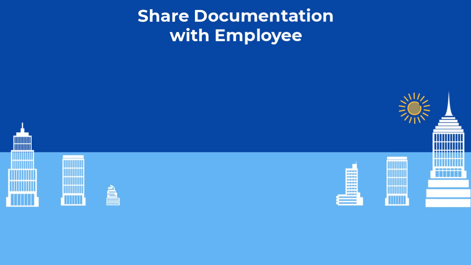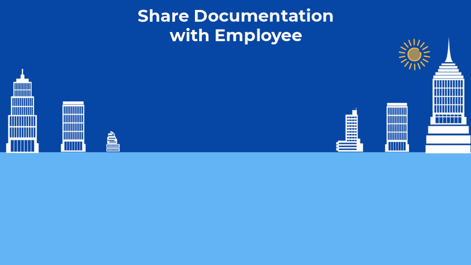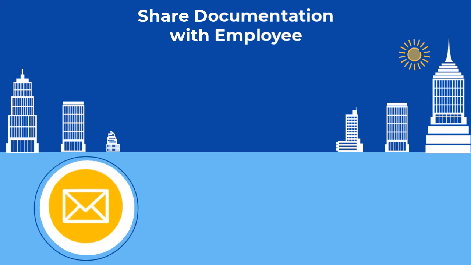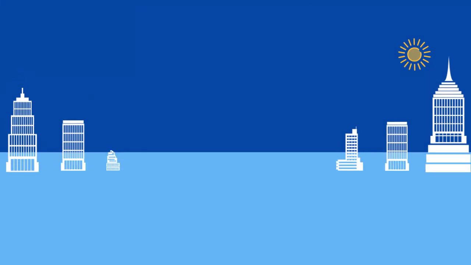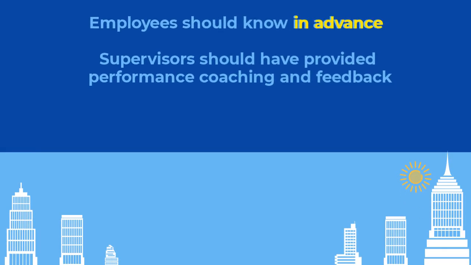The performance summary is used to formally document performance. However, supervisors must document and share any performance concerns with the employee throughout the performance period. This documentation can be an email, written summary of verbal discussions, or a formal memo. Employees should know in advance if they are going to receive a performance summary indicating they are not meeting expectations, as they should have been provided with regular performance coaching and feedback on their performance deficiencies, and the deficiencies should have been documented and shared with the employee.